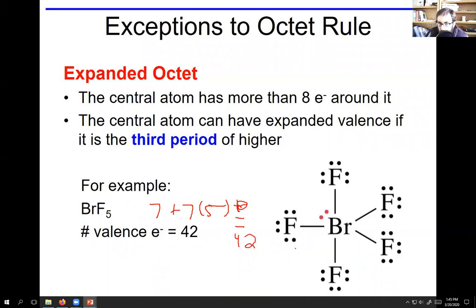If you go through this and try to put electrons everywhere, you're going to end up with an extra pair of electrons. Each fluorine has 2, 4, 6, 8. All the fluorines are the same. There are 1, 2, 3, 4, 5 fluorines, so that's 40. And so the 41st and 42nd electron have to go on bromine, the central atom.